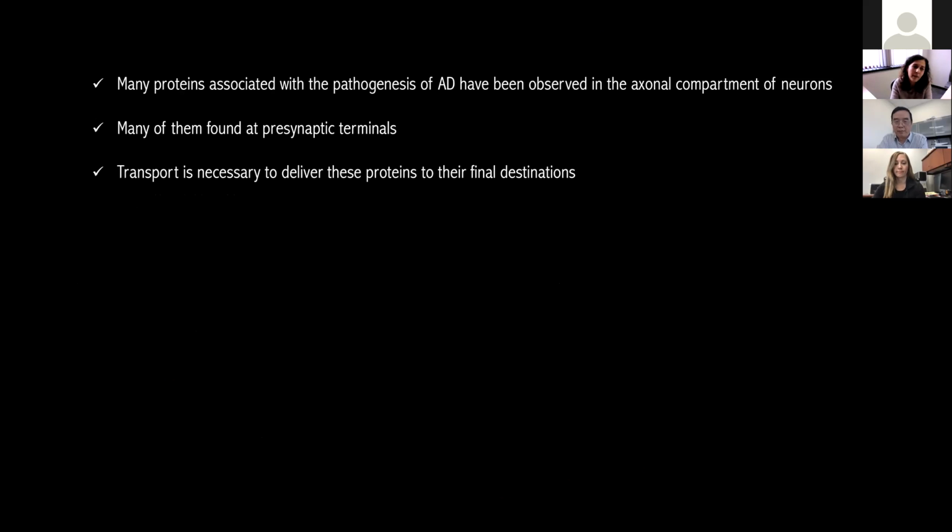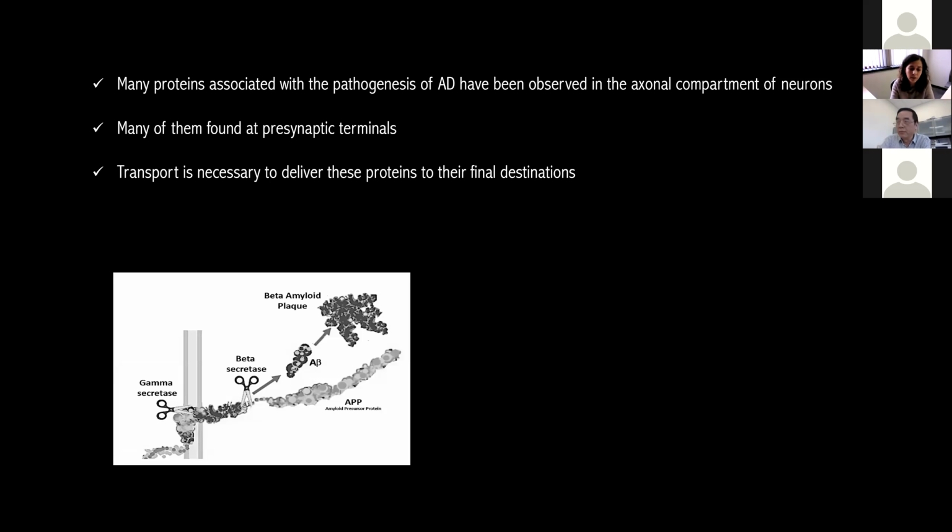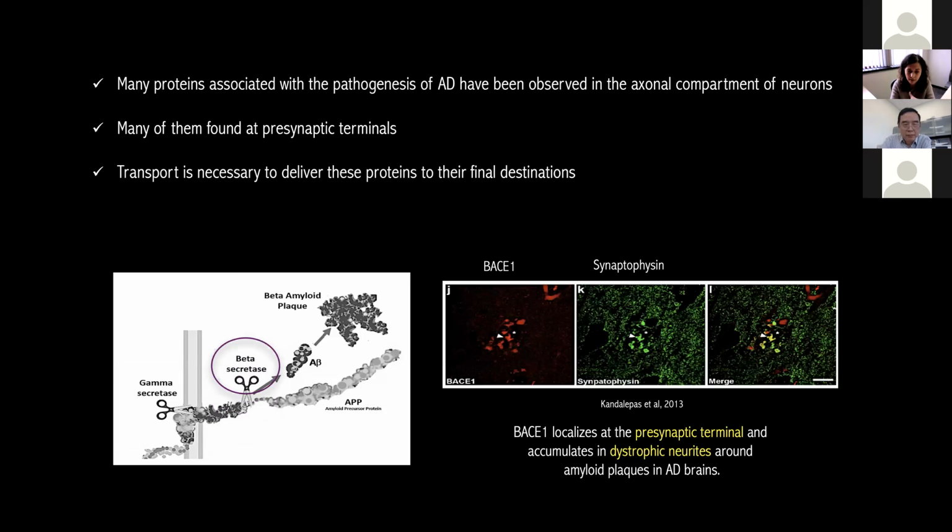It's also important to remember that many proteins associated with the pathogenesis of Alzheimer's disease have been observed in the axonal compartment of neurons. Many of them have been found at the presynaptic terminals. And of course, in order for them to be delivered to their final destination in the axon, transport is a key player in this mechanism. This is important because among these proteins, you have the beta secretase. The beta secretase, also known as BACE1, is the rate-limiting enzyme in the generation of amyloid-beta in Alzheimer's disease.